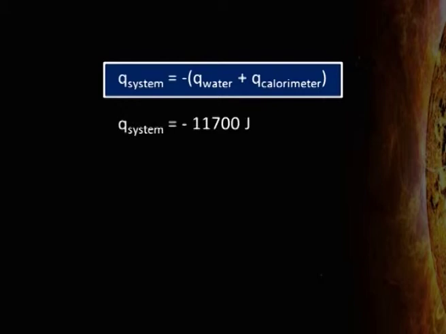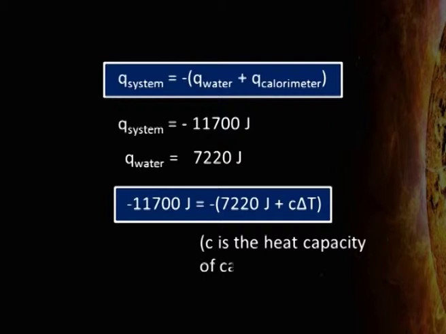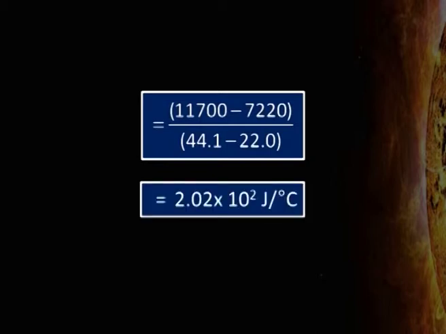Here Q of system is minus 11700 joules and Q of water is 7220 joules. Therefore, minus 11700 joules will be equal to minus 7220 joules plus C into delta T, where C is the heat capacity of the calorimeter. Therefore, C will be equal to (11700 minus 7220) divided by (44.1 minus 22.0), which is equal to 2.02 into 10 to the power 2 joules per degree Celsius. Hence, this is the heat capacity for the calorimeter.